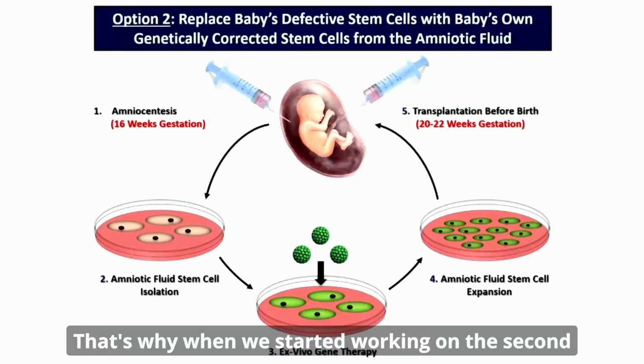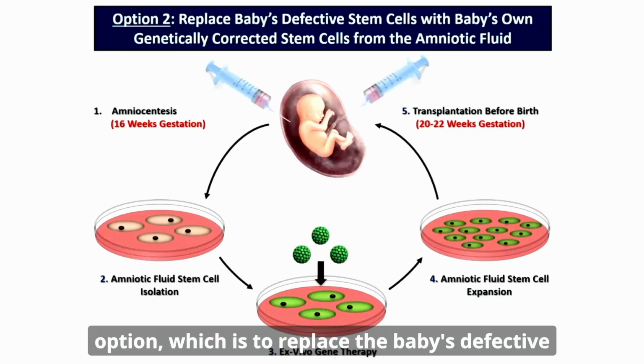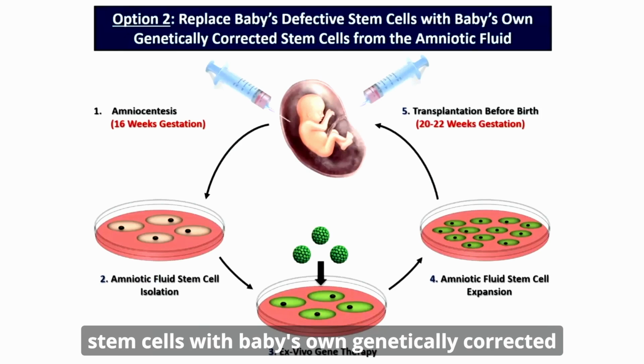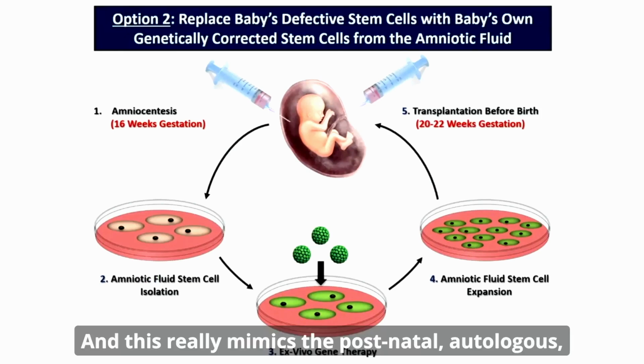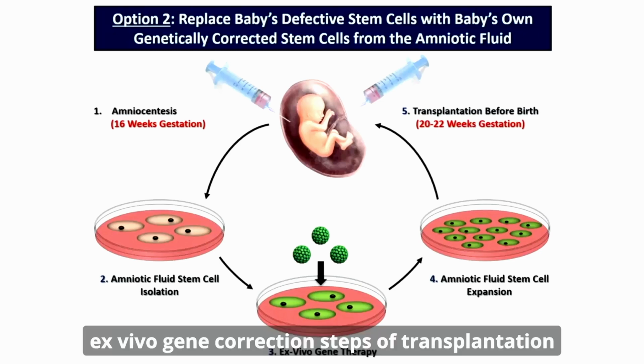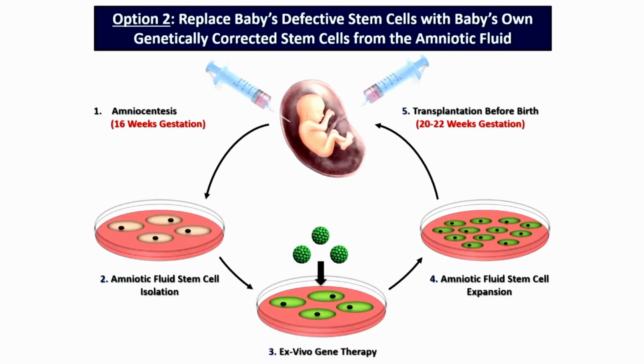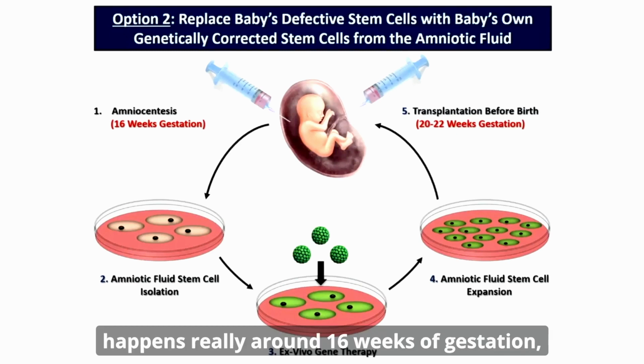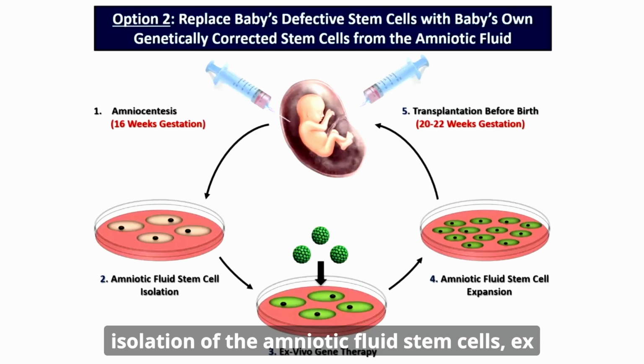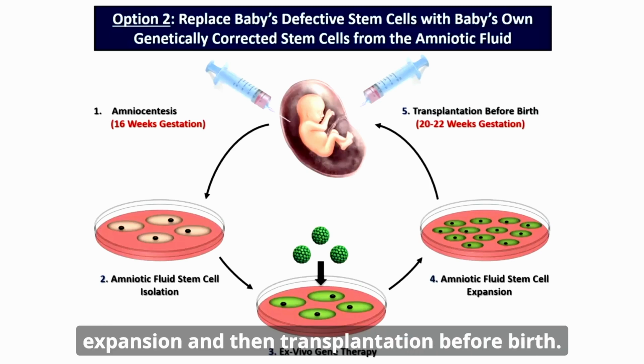That's why we started working on the second option, which is to replace the baby's defective stem cells with the baby's own genetically corrected stem cells from the amniotic fluid. And this really mimics the postnatal autologous ex vivo gene correction and stem cell transplantation that is used clinically at the moment. So what we propose is amniocentesis, which happens at around 16 weeks of gestation, isolation of the amniotic fluid stem cells, ex vivo gene engineering or therapy, and then expansion and then transplantation before birth.